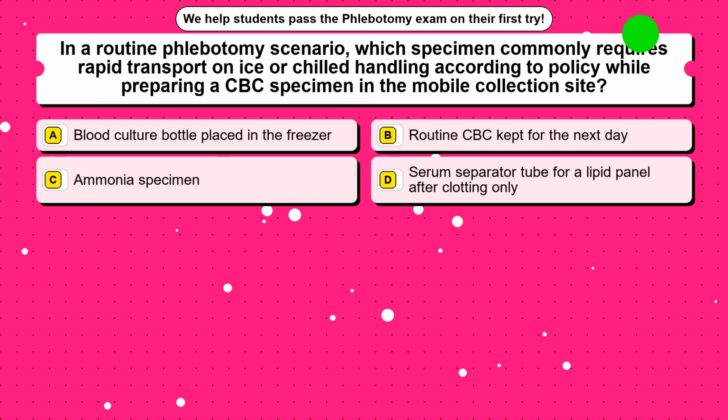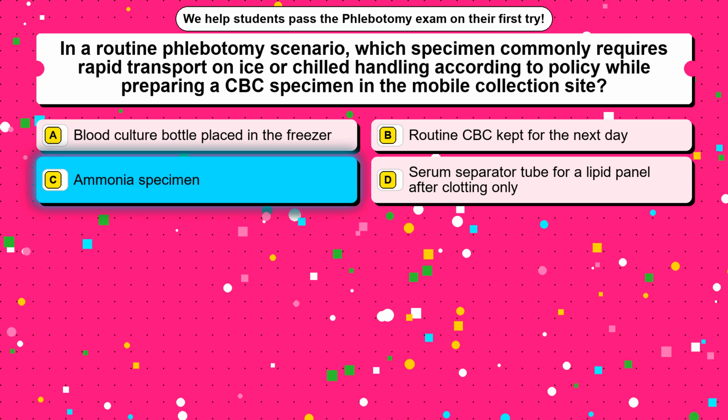Question 51. In a routine phlebotomy scenario, which specimen commonly requires rapid transport on ice or chilled handling according to policy while preparing a CBC specimen in the mobile collection site? Option A. Blood culture bottle placed in the freezer. Option B. Routine CBC kept for the next day. Option C. Ammonia specimen. Option D. Serum separator tube for a lipid panel after clotting only.